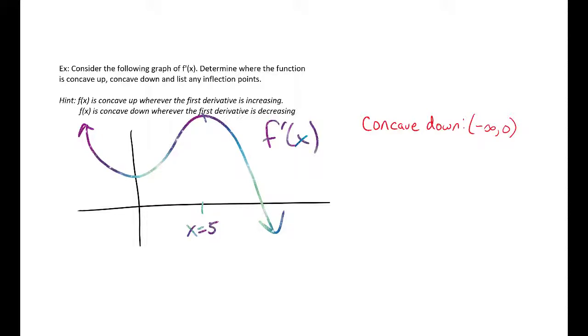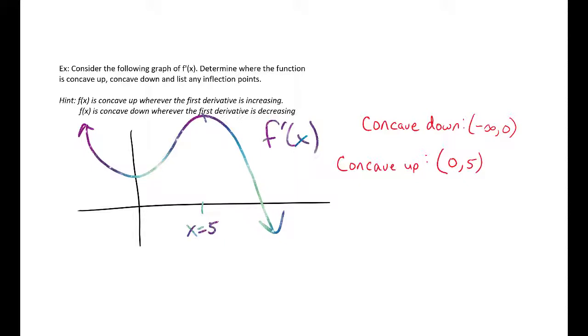Because the first derivative is decreasing there, we could effectively say that the function is concave down. The original function is concave down over those same x values. Then after x equals 0, we see that our derivative begins to increase. So that means that we are concave up for x values between 0 and 5.